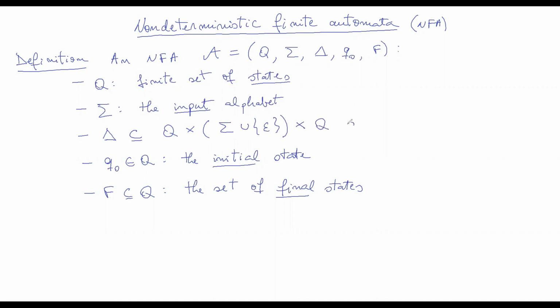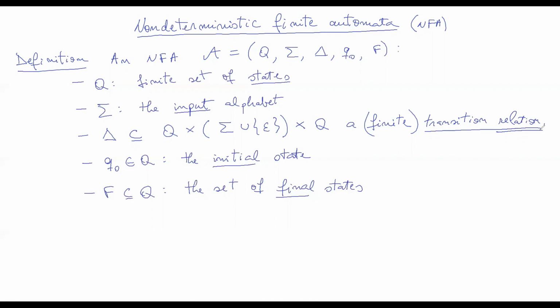It's a finite, obviously, transition relation. So remember, for deterministic automata, we had a transition function. This time we have a transition relation. And I comment in a moment what's the difference between function and relation in this context.